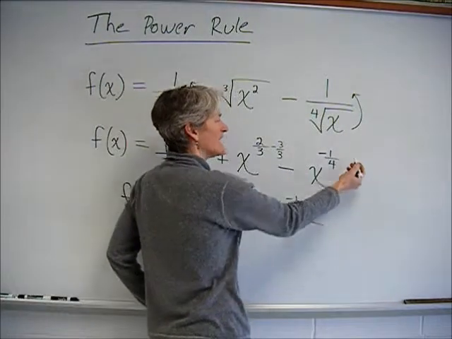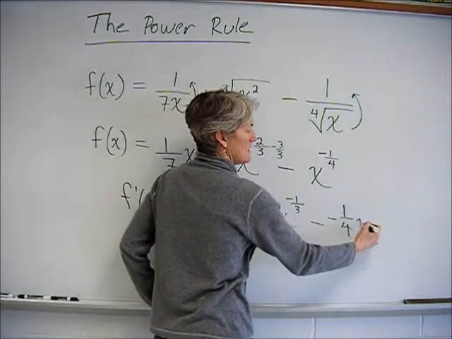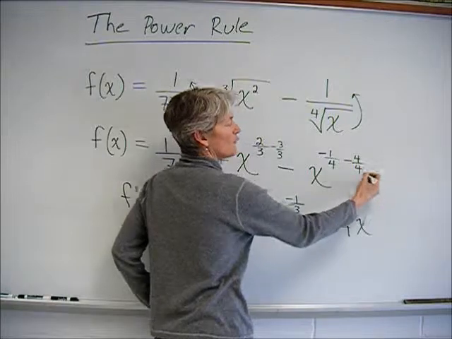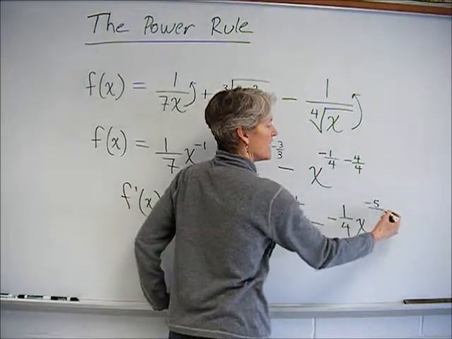Okay, next term, I'm bringing that -1/4 down. I'm subtracting 1 from that. Well, I'm going to use the handy form of 4/4. So -1/4 and -4/4 is a -5/4.